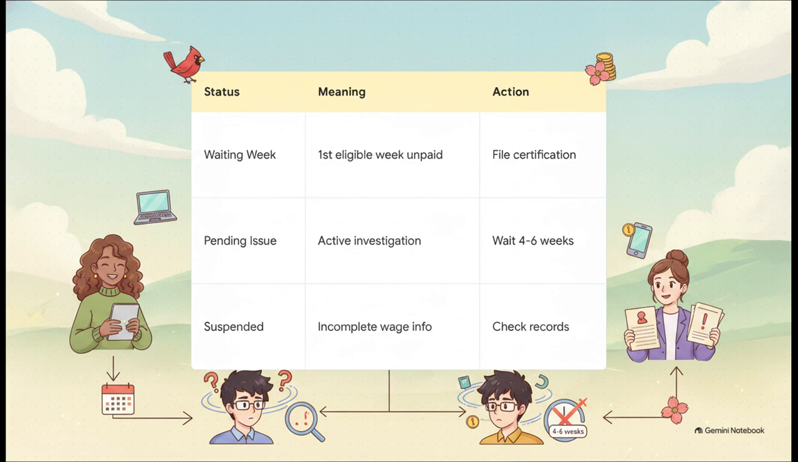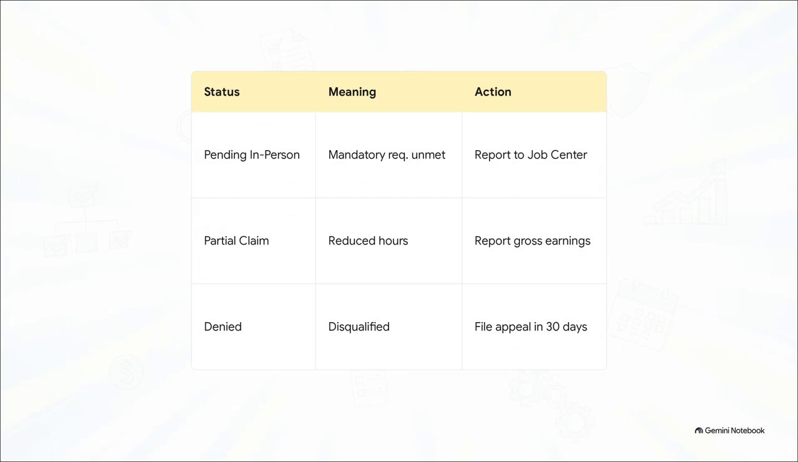Suspended means your claim is paused due to incomplete wage information. This happens a lot if the state needs to verify out-of-state wages, military records, or federal employment. Now, here are a few statuses that require your immediate action. Pending in person means your payments are withheld because you haven't completed a mandatory in-person requirement. You've got to report to a local Missouri job center as scheduled.